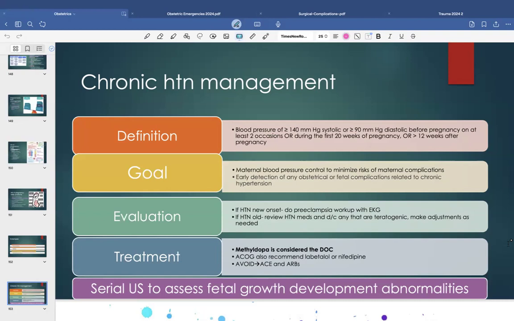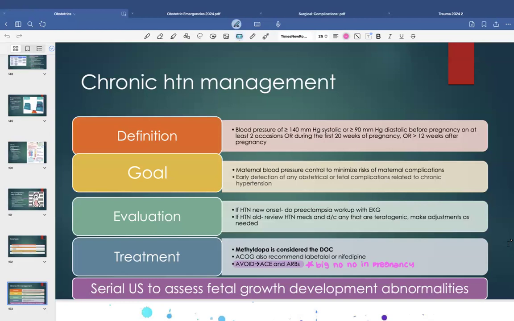Serial ultrasound to assess fetal growth and development abnormalities. Pregnancies complicated by chronic hypertension, regardless of the cause, are at an increased risk for poor fetal growth. I'm going to check that fetal growth every few weeks. So when we're talking about antepartum care, we're doing every 4-week visit. You may do an ultrasound like that as well.